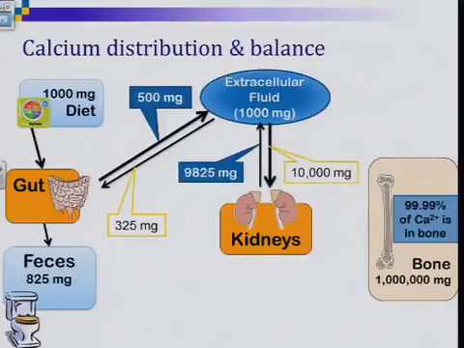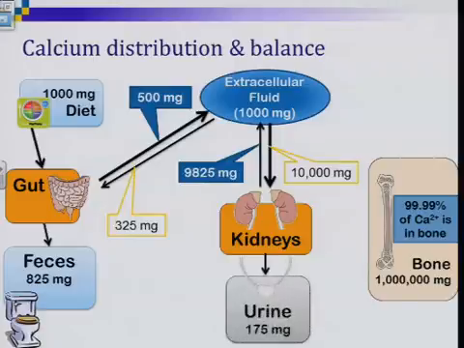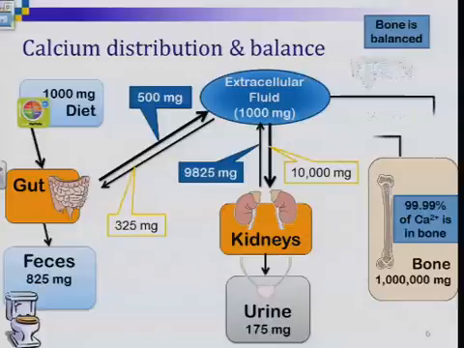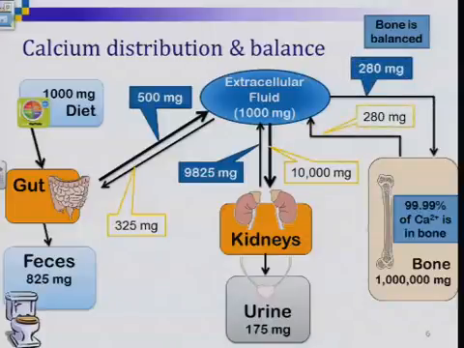All right, now of course the kidneys are constantly recycling the extracellular fluid. And so about 10,000 milligrams a day of calcium will travel through the kidneys, of which on average about 9,825 milligrams are reabsorbed, leading to an excretion of 175 milligrams, which balances out very nicely with the 175 taken in through the diet. And what that means is bone should be balanced. Okay. So 280 milligrams a day is acquired into the extracellular fluid through resorption, and another 280 goes into the bone through formation.